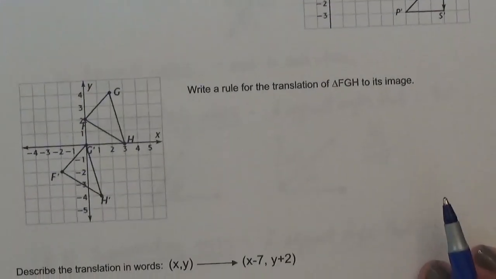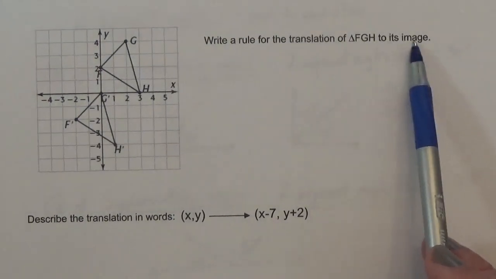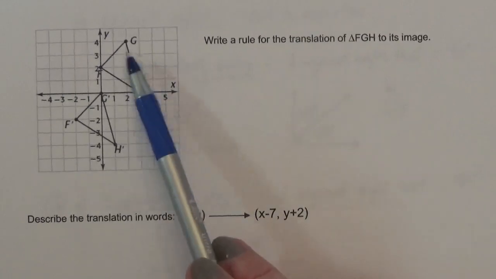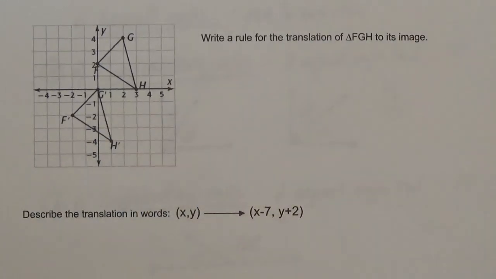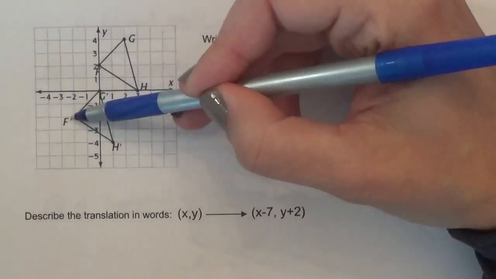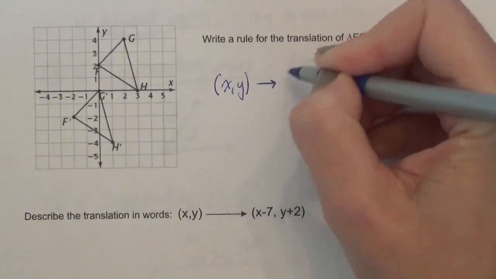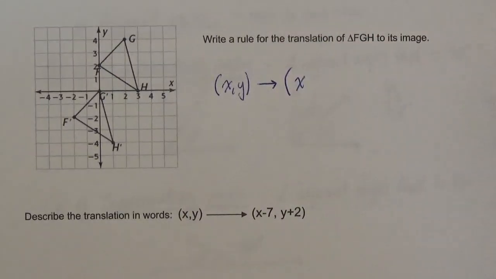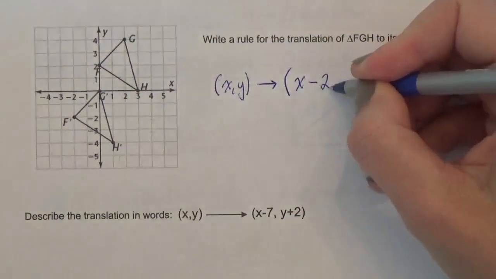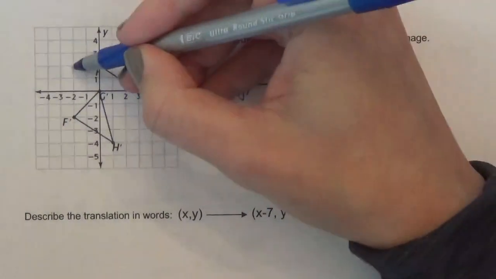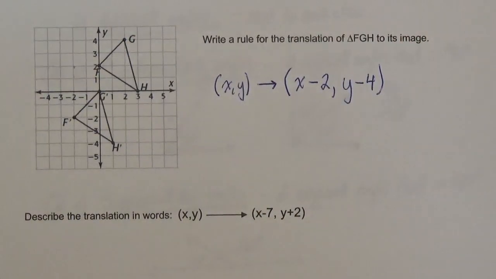All right, there's another one. Let's try this one. Write a rule for the translation of triangle FGH to its image. Remember, you got to find the first one. So here's the original, because there's no primes on the letters, and it's going here. I just picked one point, F to F prime, okay? So let's do that. Actually, let's start. X, Y is gonna go, let's see, the X is going 1, 2 to the left. So you're subtracting 2 on the X. I ended up here, and now I'm gonna go 1, 2, 3, 4 down, so that would be Y minus 4.